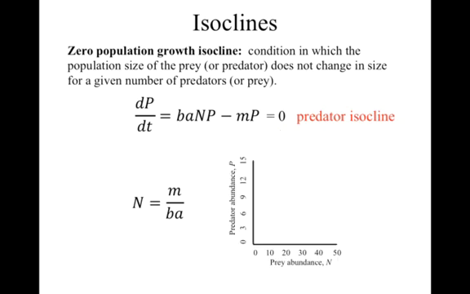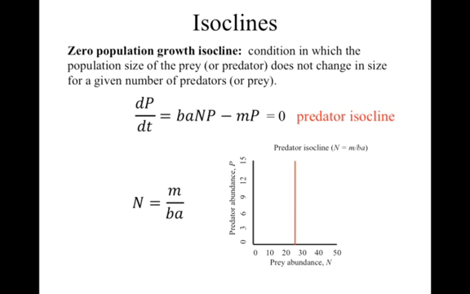Let's draw it again. Again, I've arbitrarily put the prey abundance along the x-axis and the predator abundance along the y-axis. So now I've got n equaling a constant. For any predator abundance, I have the same value along that isocline. And so that's going to be a vertical line.